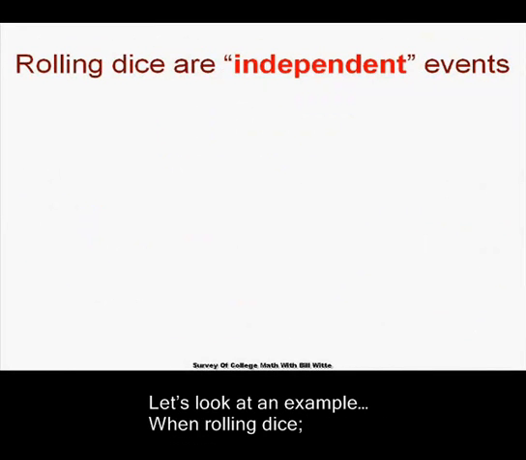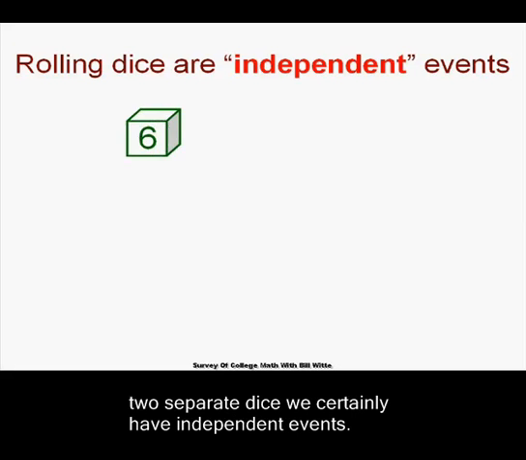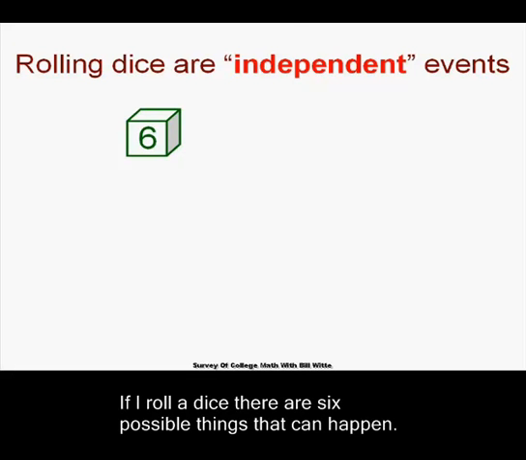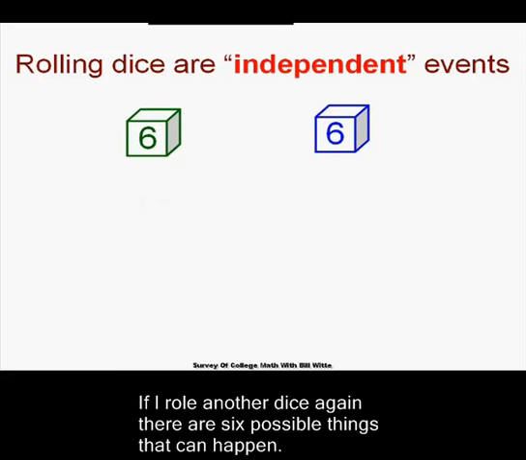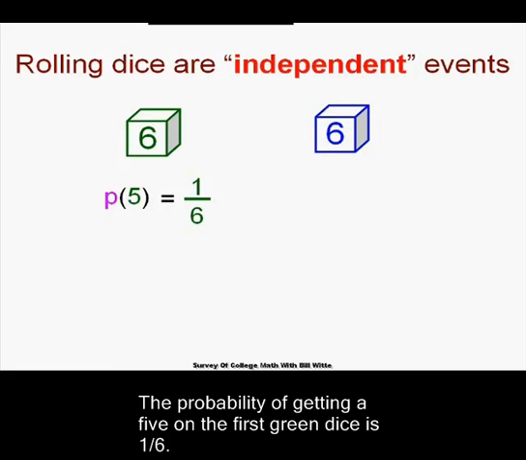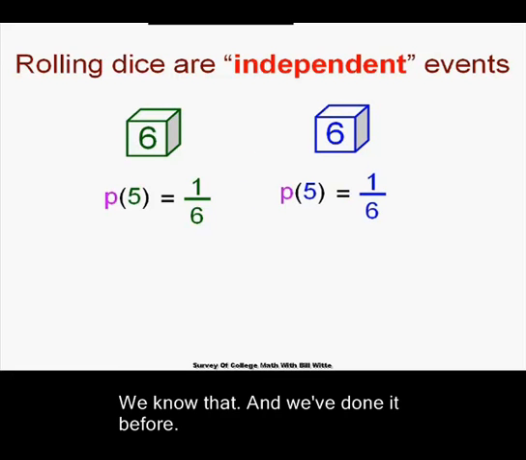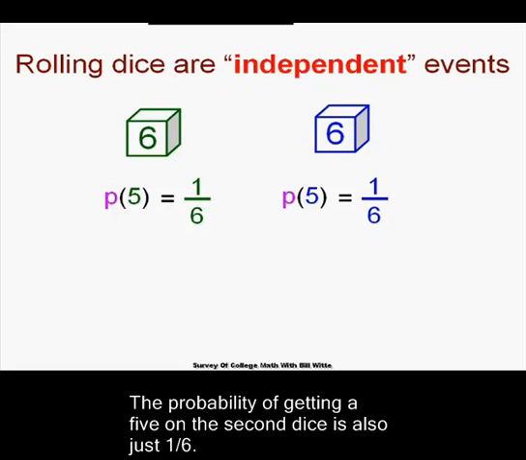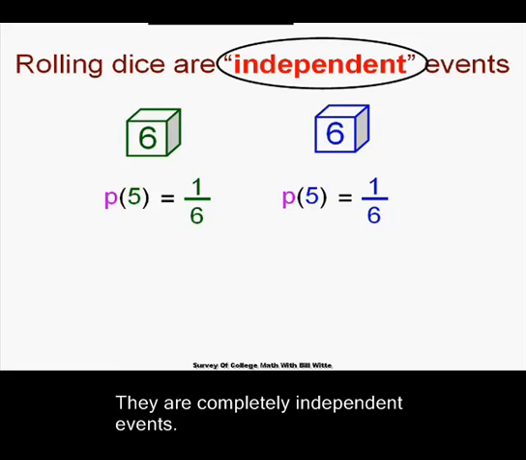Let's do one. Rolling dice, two separate dice, is certainly independent events. If I roll a dice, of course there's 6 possible things that can happen, and I roll another dice, there's 6 possible things that can happen. The probability of getting a 5 on that first green dice is 1 out of 6. We know that. We've done that before. The probability of getting a 5 on the second dice is just 1 out of 6. They're completely independent.